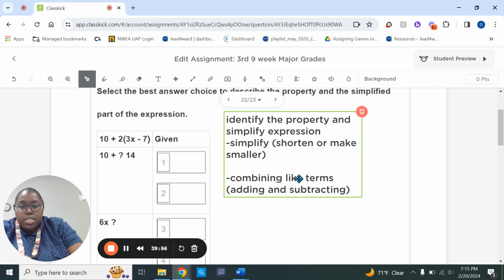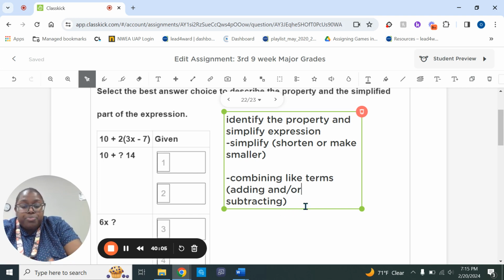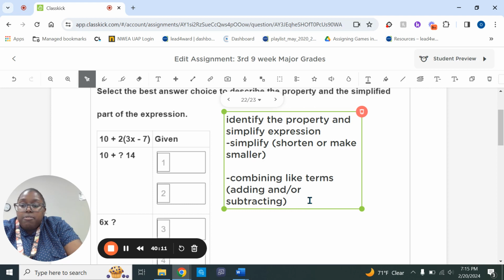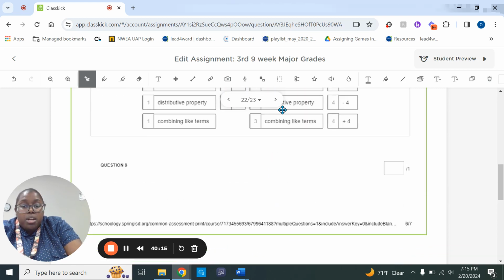So if you see this combination of words, that means you're adding and or subtracting, because you could just be doing one or the other, or you could be doing both. Adding and or subtracting. Honestly, I'll leave it from there. If you need more details, just let me know. Number 9.